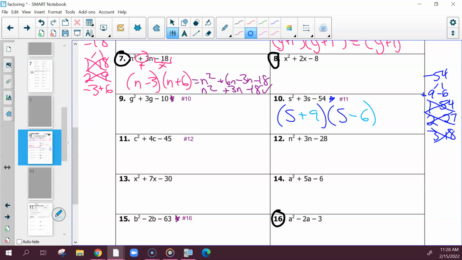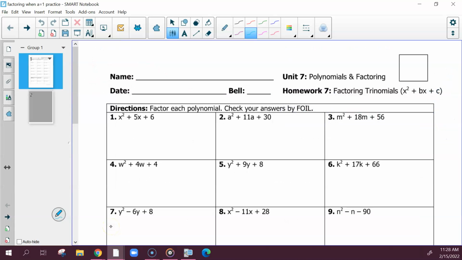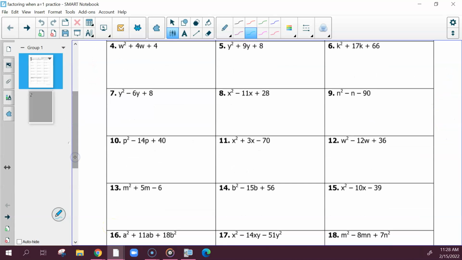Questions on number 10? Before we do some more examples on these, there's a couple on the back that I want us to do together. So on the back, we're going to do number 7 and 8.